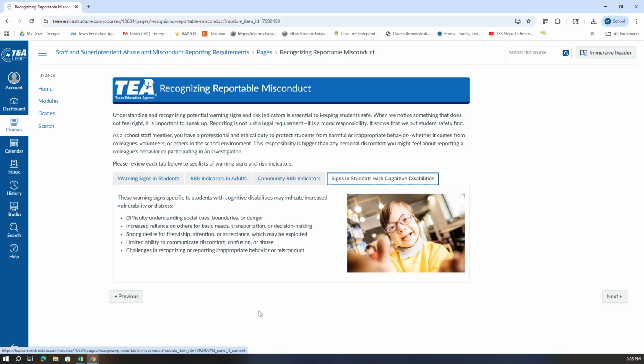The signs in students with cognitive disabilities. These warning signs specific to students with cognitive disabilities may indicate increased vulnerability or distress: difficulty understanding social cues, boundaries, or danger; increased reliance on others for basic needs, transportation, or decision-making; strong desire for friendship, attention, or acceptance, which may be exploited; limited ability to communicate discomfort, confusion, or abuse; challenges in recognizing or reporting inappropriate behavior or misconduct.